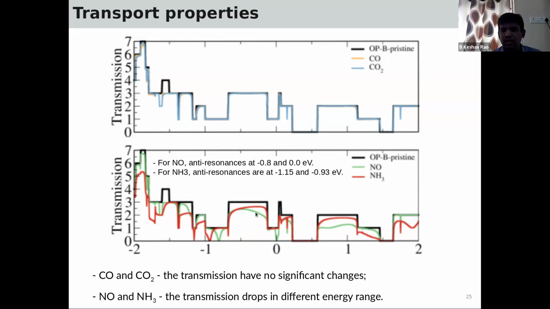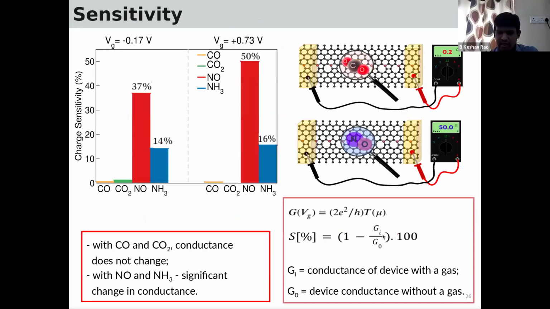Green shows the base molecule with NO, and the red one represents the NS3 adsorbed system. So NO has high resistance, so low conductance, as conductance is the reciprocal of resistance. Here, G represents the conductance in the presence of gas, G naught in the absence of gas. If G is smaller, then the overall sensitivity will be larger.